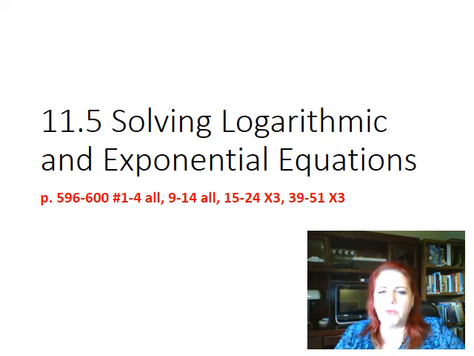You'll do numbers 1 through 4 all, 9 through 14 all. But then you'll do multiples of 3 on 15 through 24 and 39 through 51. All right, so let's go ahead and get started.